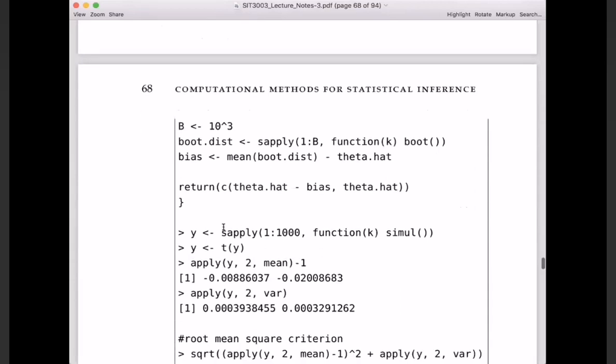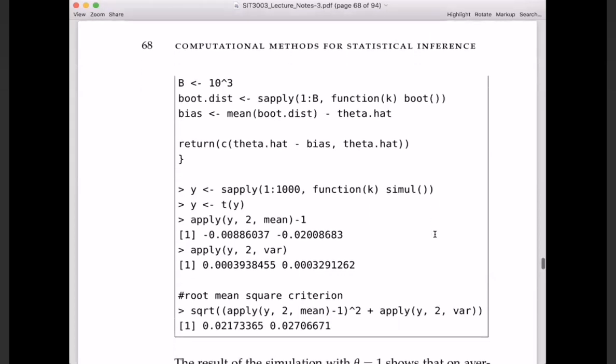After that, I do this simulation many times, because every time you do it, it has a different result. So I want to see what happens if I do it many times. This is the only way to assess the behavior of an estimator. You have to do it many times to look at its different kinds of behavior. So it's simulated 1,000 times.